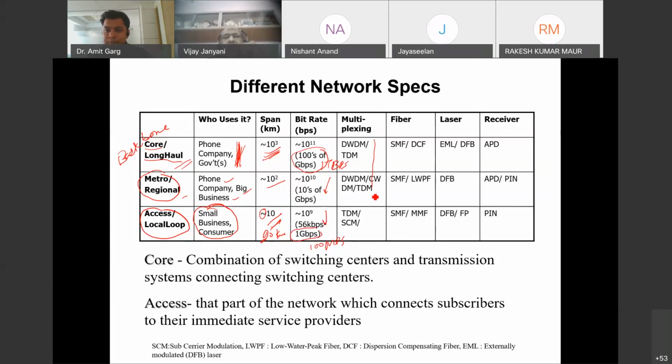These are the common multiplexing techniques which are used. Fibers, it's mostly single mode fibers used here and here because it's a long distance communication and you use very high data bit rate. So only single mode fiber is the option here because it has less dispersion. Whereas on local loop, you normally prefer SMF, but MMF can also be used. And similarly for sources and receivers, depending on the requirement, we use either lasers, LEDs, or laser diodes.